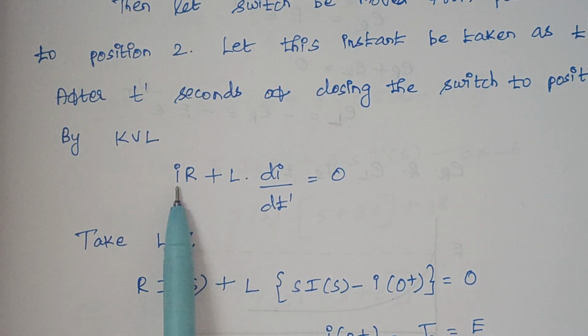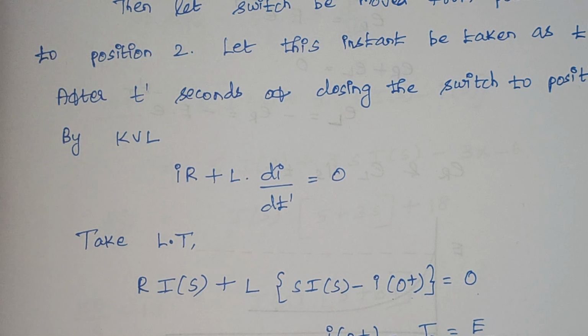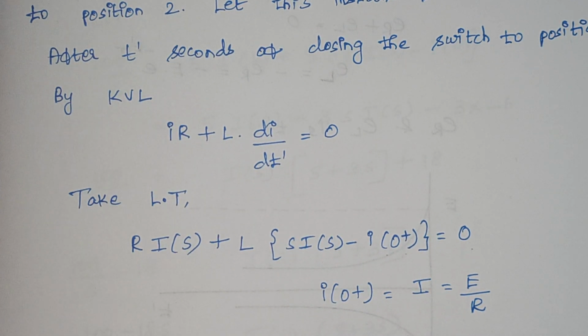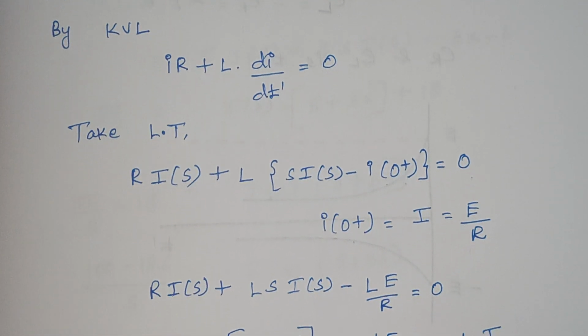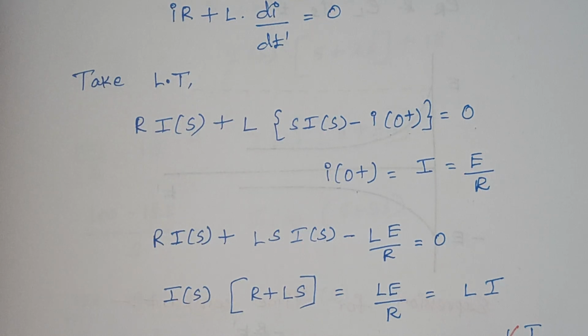So it is I of s into R plus L into s into I of s minus I of 0 plus, which is equal to 0. Here I of 0 plus is nothing but the steady state current, which is given by E by R. Now replace this I of 0 plus by E by R. Taking I of s commonly outside, we have R plus Ls, which is equal to L E by R, or in other words, L into I.